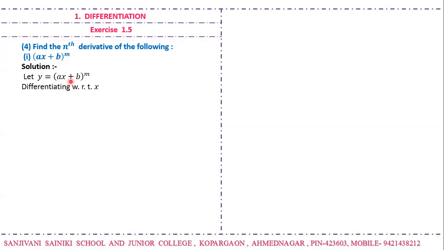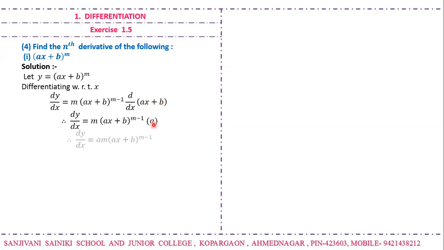So, let y is equal to (ax plus b) raised to m. Differentiating with respect to x, dy by dx is equal to m (ax plus b) raised to m minus 1 into d by dx of ax plus b. So here I use the formula: the derivative of f(x) raised to n is n times f(x) raised to n minus 1. Now d by dx of ax plus b is a, because the derivative of x is 1 and the derivative of b is 0. So a remains, so the derivative is a.